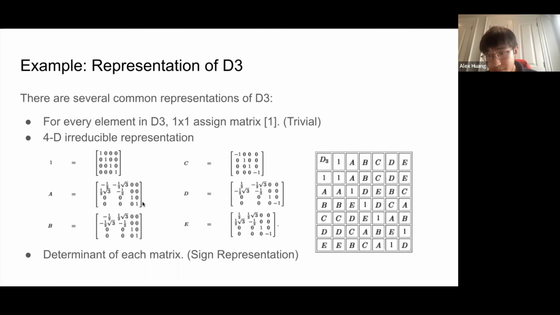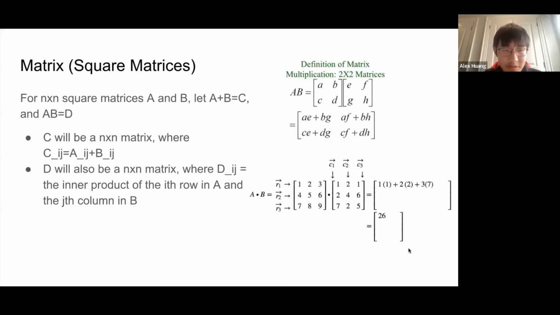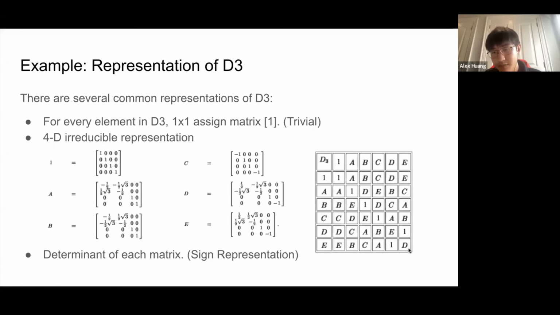And for D and E, it must be the two rotations. And if you work it out, working with the multiplication of matrices, you can see that it's actually a valid representation. But multiplication of matrices is very time consuming, so I'm not going to show it right here.